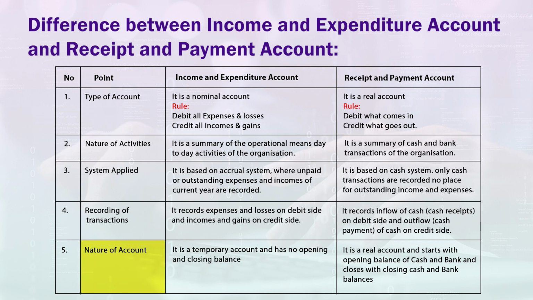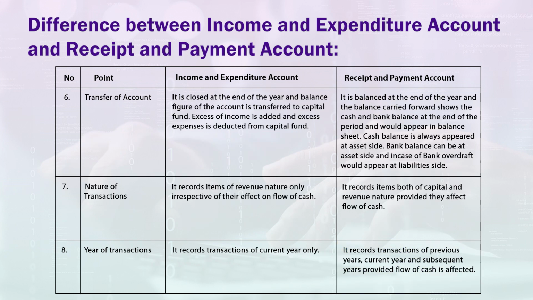5. Nature of account. Income and expenditure account is a temporary account, has no opening and closing balance, while receipt and payment account is a real account and starts with opening balance of cash and bank and closes with cash and bank balances.